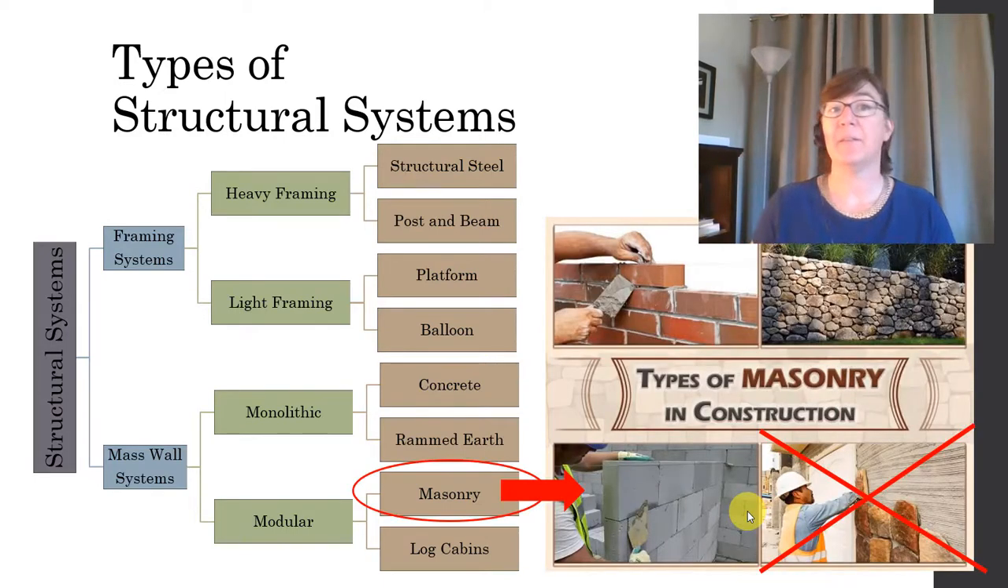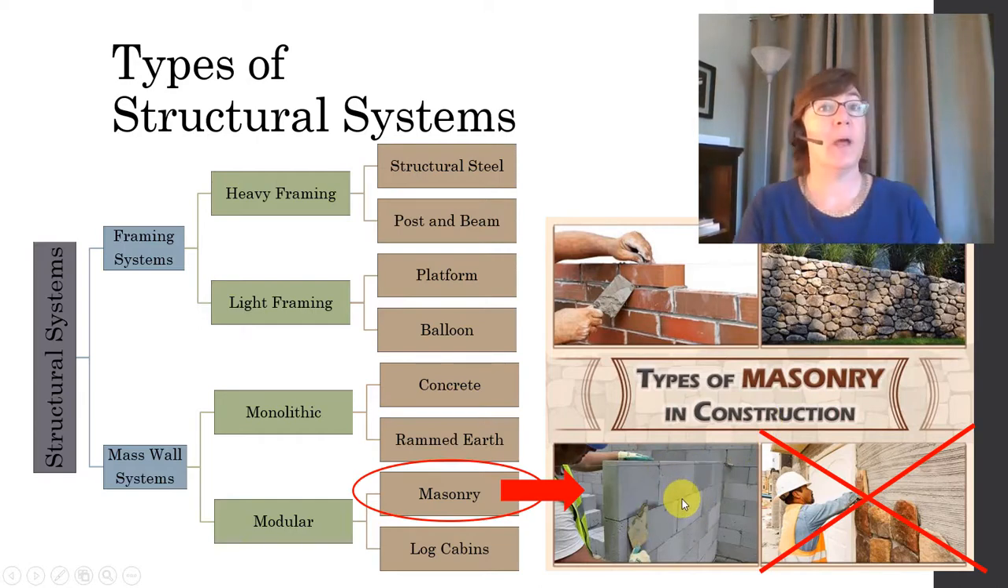And the last structural system I'm going to talk about today is masonry. You might not know this word. We're getting a little vocabulary here. Masonry is the word for brick, stone, and concrete block. All right, so all of those are different types of masonry. Here's a brick, here's a stone wall, here's concrete block.